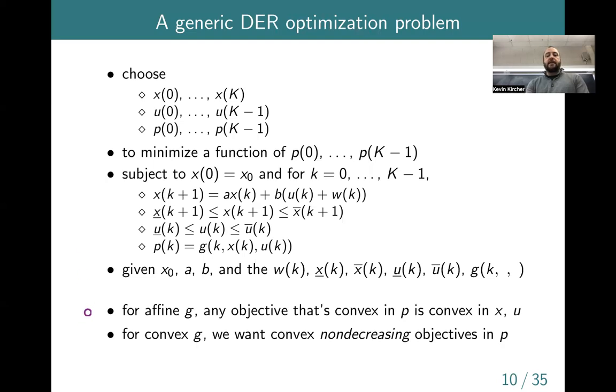And the nice thing to note here is that this function G that gives the electric power is either affine or convex. And so that means that when we talk about the actual objective function, whether it's energy or pollution or peak demand or something else, we want to pay attention to the composition rules that arise when we compose our objective function with this function G, which gives the electric power as a function of the basic decision variables, the state and the action. So if G is affine, then anything that's convex in P is convex in X and U as well. But if G is itself convex, then we need to be a little bit careful, right? Because convex of convex is not necessarily convex. So there we need to also pay attention to monotonicity of the objective function.